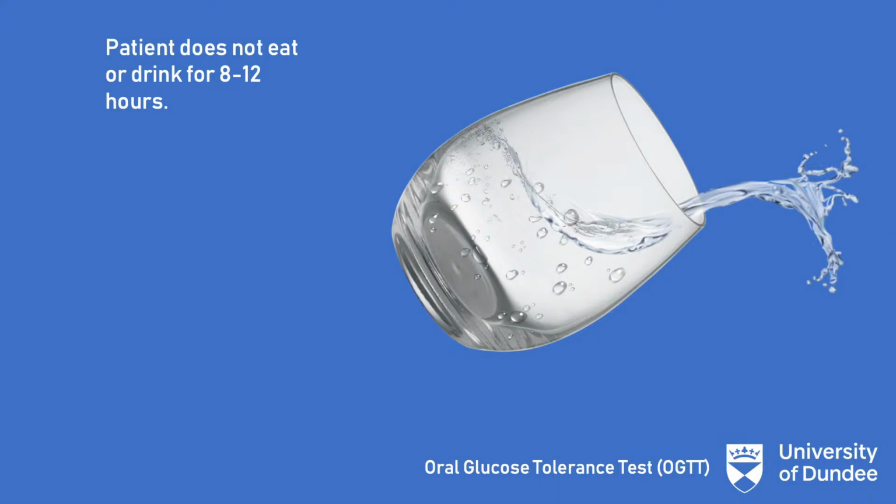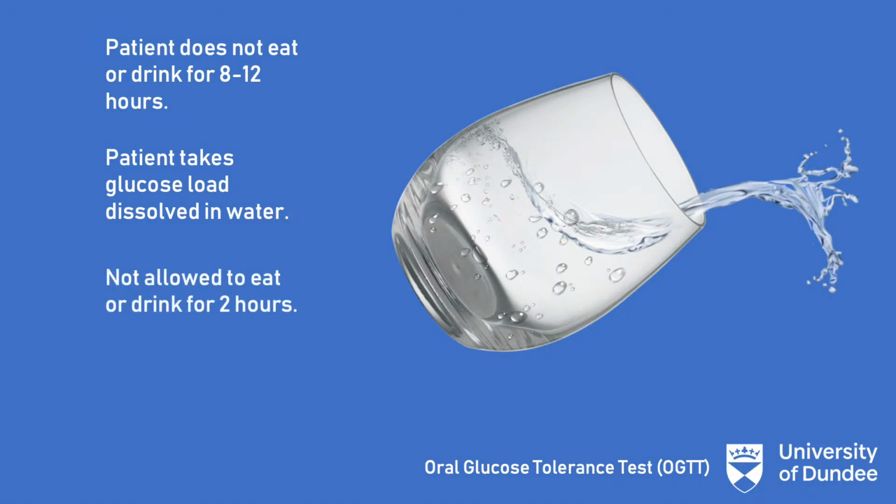The patient is then given an oral glucose load in the form of 75 grams anhydrous glucose in 300 millilitres of water to be taken over 5 minutes. The patient is kept in clinic for the next 2 hours and is told not to eat or drink once again. After this time period has elapsed, their blood glucose level is tested.